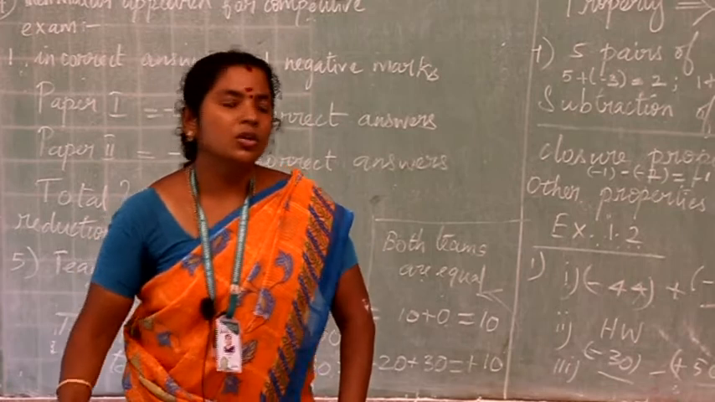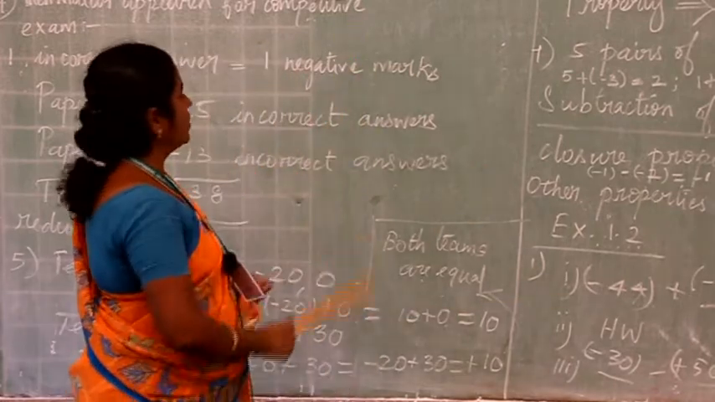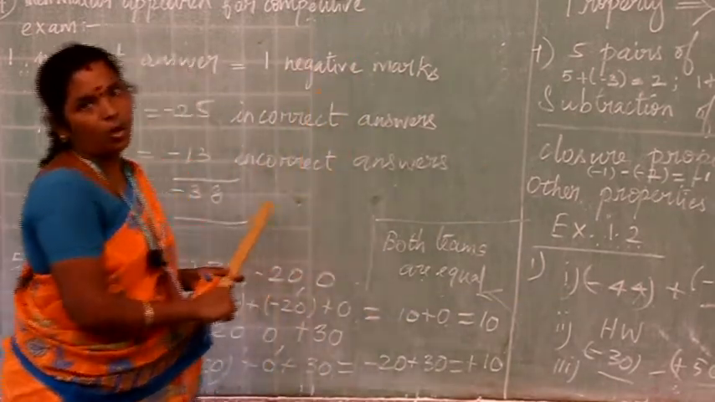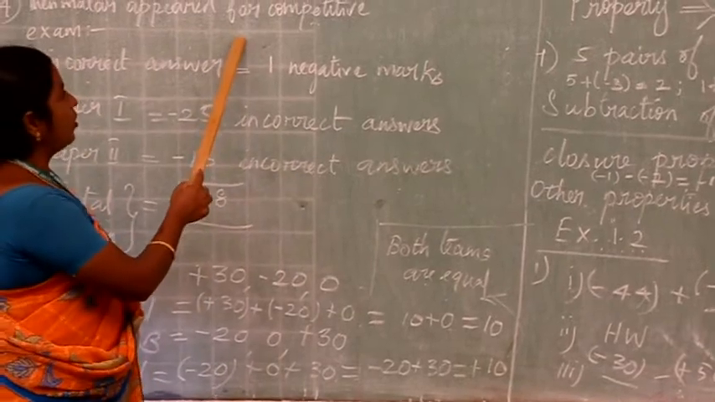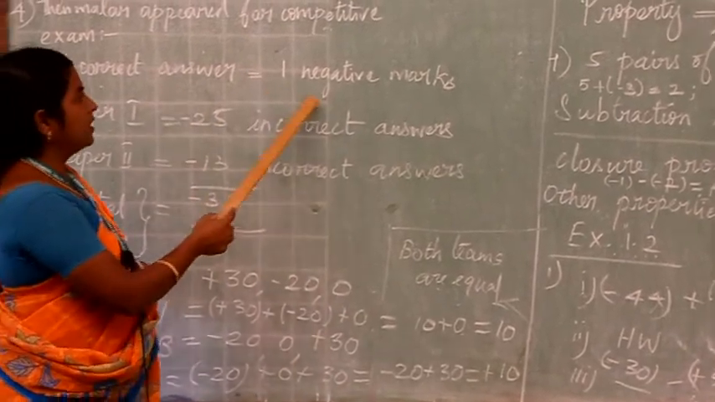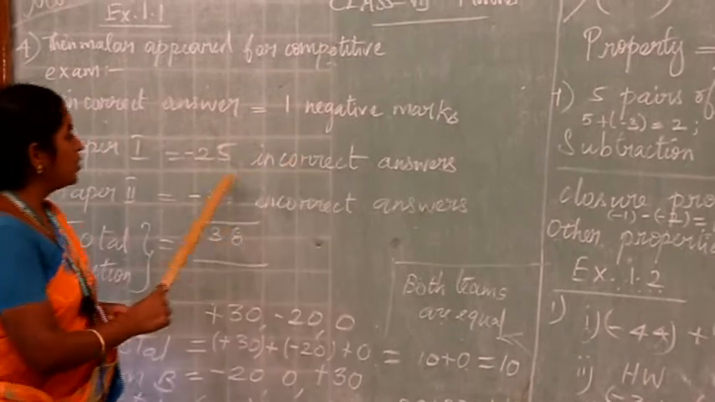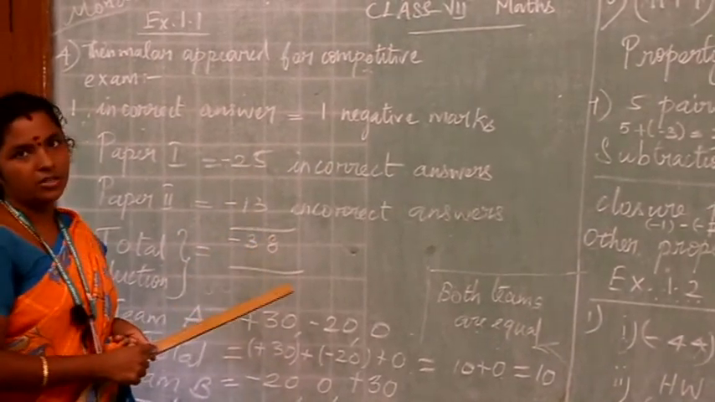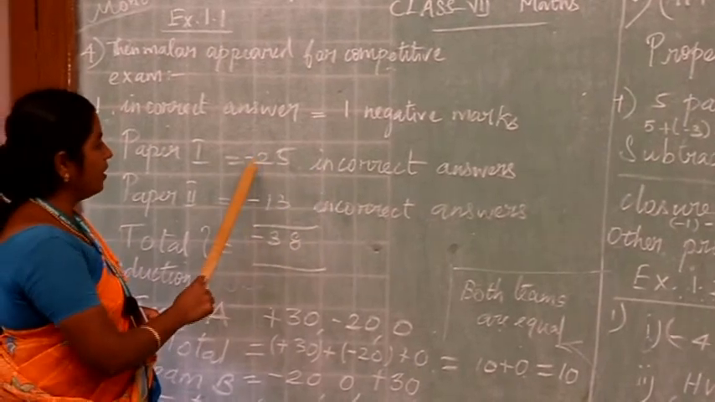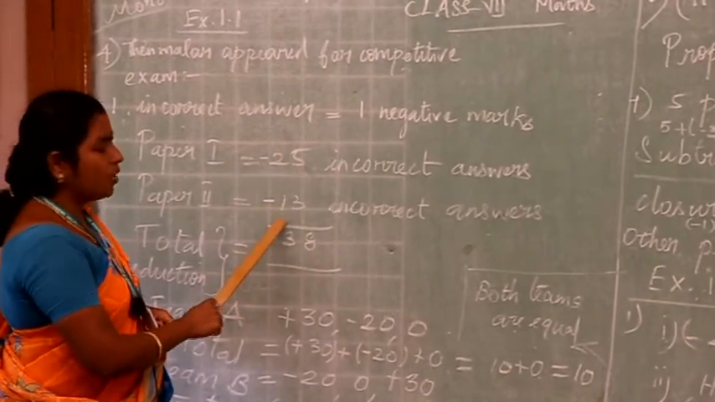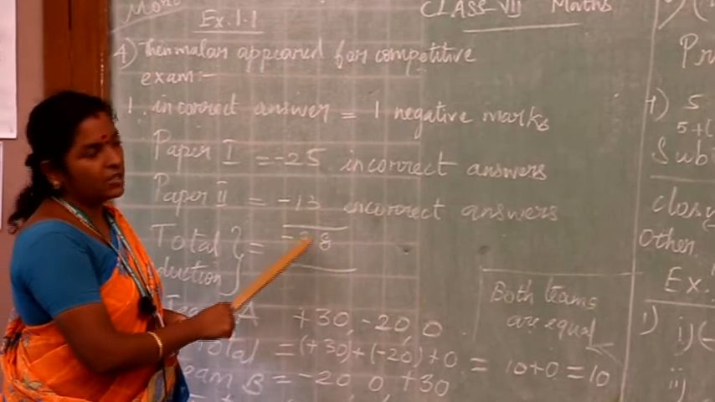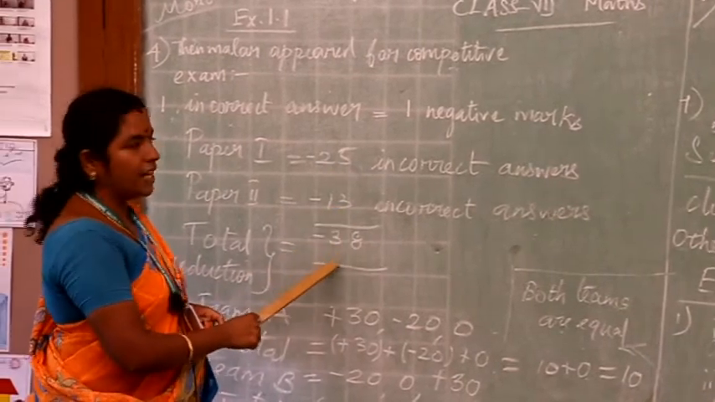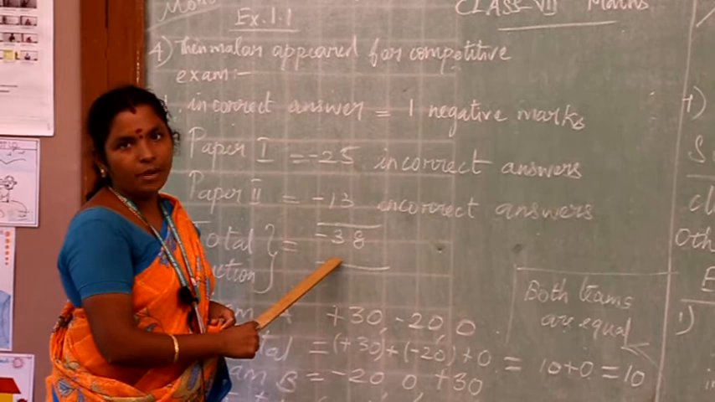Okay. So you can see here so many properties you have. We had seen the word problems here. The competitive test you have: for one incorrect answer they had given one negative mark. So they had given you paper 1 and paper 2, with 25 questions and 13 questions. Since it is negative marking, we are giving minus and minus. So the total number of deductions means we are going to add this. As you know, the same sign you have to add and put the same sign. So your answer is minus 38 here.